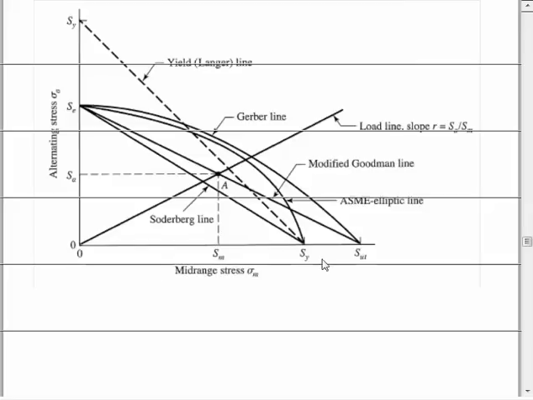Then we move to this axis and say, where do we fail based on what's happening on this axis? Well, if we live on this axis, we have a sigma mean of something, and we have a sigma amplitude of nothing. Let's go back and look at that.